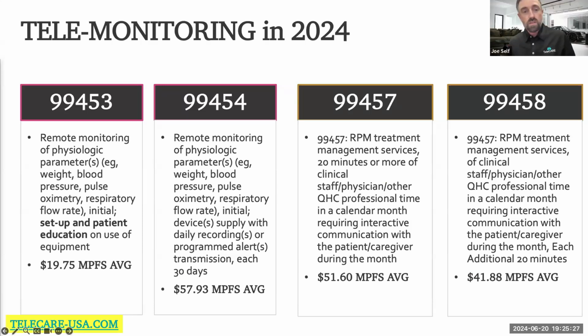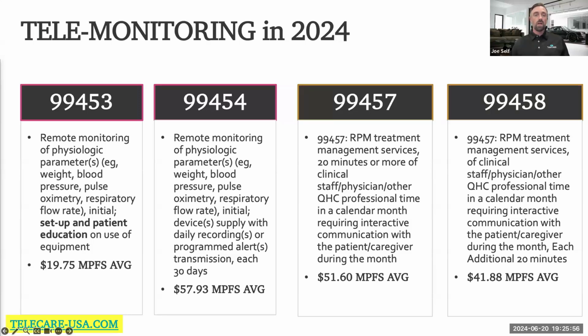Yeah, sure. So with RPM, you're going to use 4 main codes. If you need to take a screenshot, write them down if you want to, or you can watch the webinar afterwards. The main codes that you're going to be using are 99453 through 99458. So 99453 is for the setup of the patient. That's educating the patient how to use the equipment, when to test, and instructions.